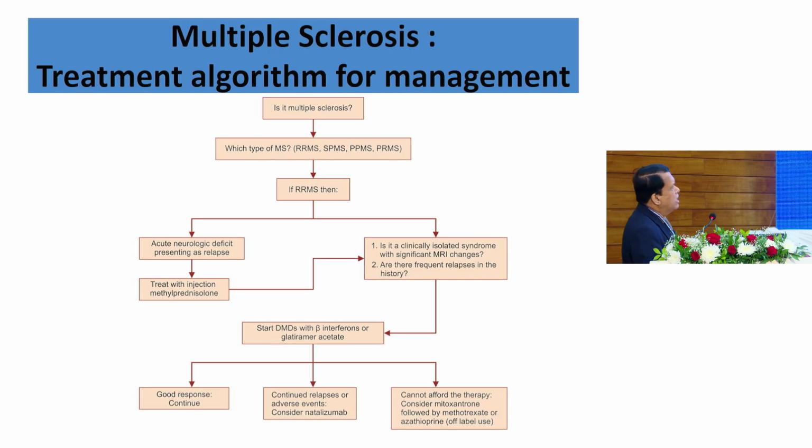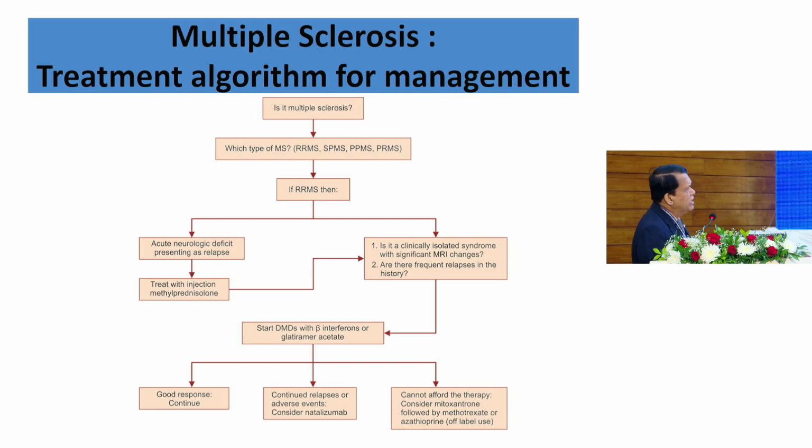Then if it is RRMS, the patient had an acute neurological deficit presenting as a relapse. Then what should we do? Treat the patient with injection methylprednisolone, not the regular steroids. Methylprednisolone is the ideal one, and for an adult it is 1 gram every day for 5 days IV. And then if the patient has clinically isolated syndrome, with significant MRI changes, and the patient had come with only one episode, then also we must treat.